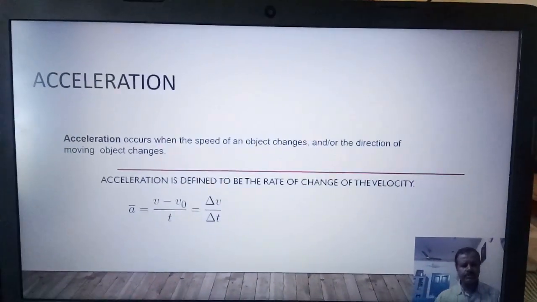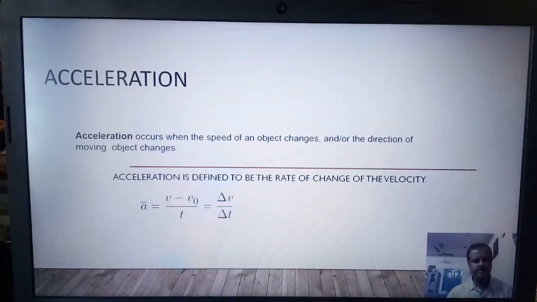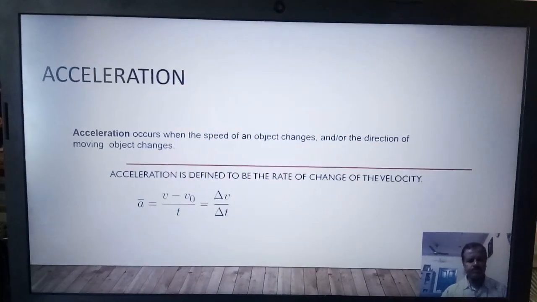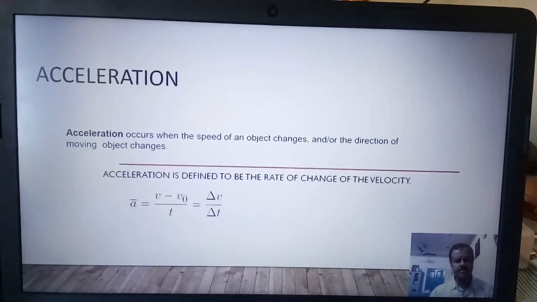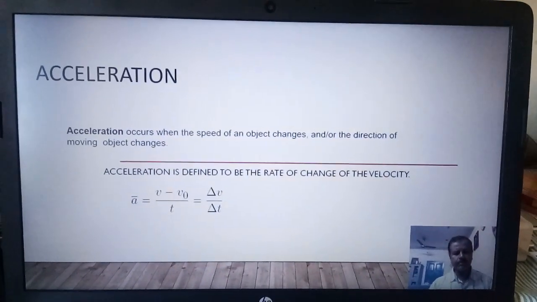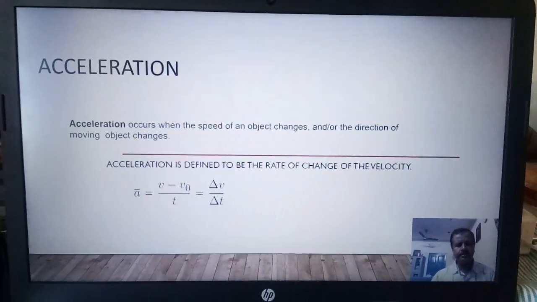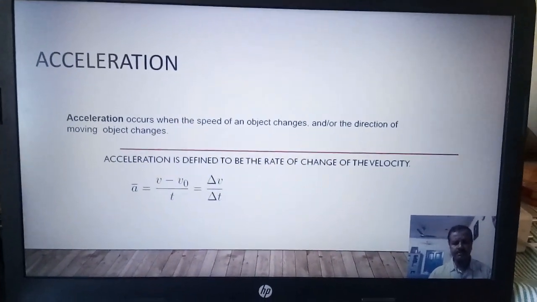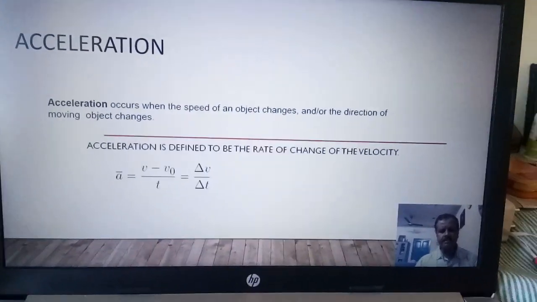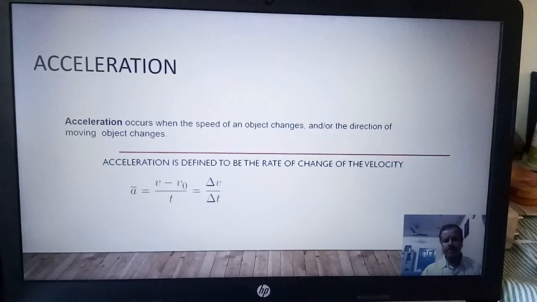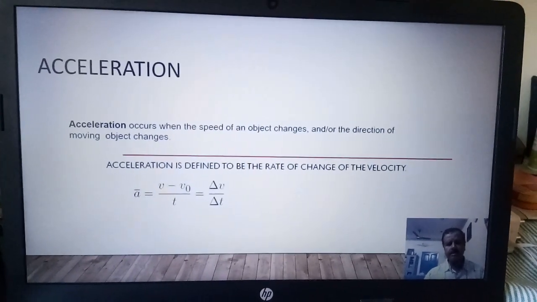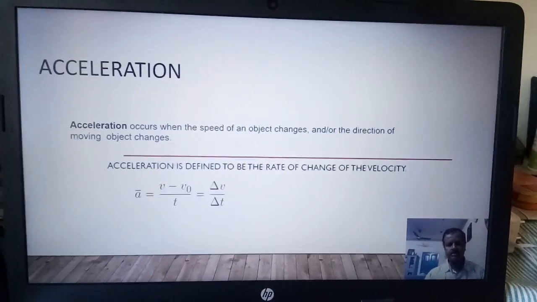In the last presentation we studied average velocity, average speed, and then instantaneous velocity, and we solved some problems. Now we are going to the next one. Whenever there is a change in speed of an object, if there is an increase or decrease in speed, then we say that the body is under acceleration.